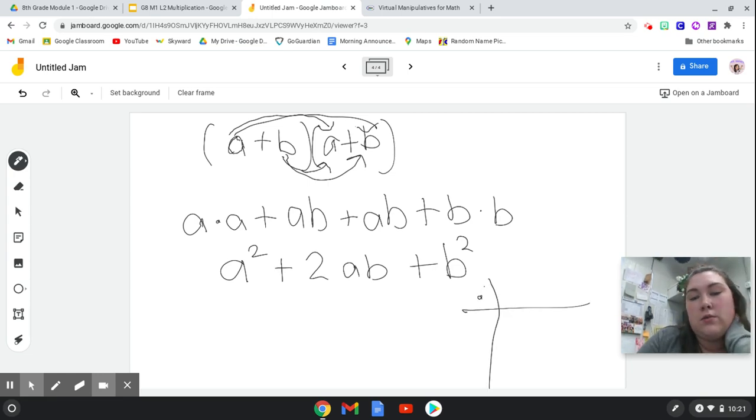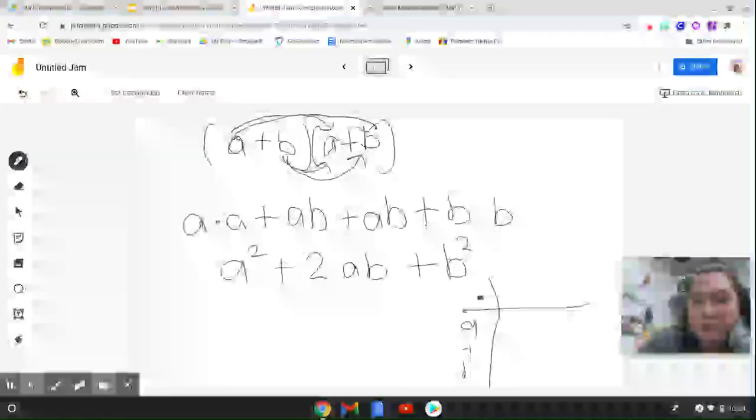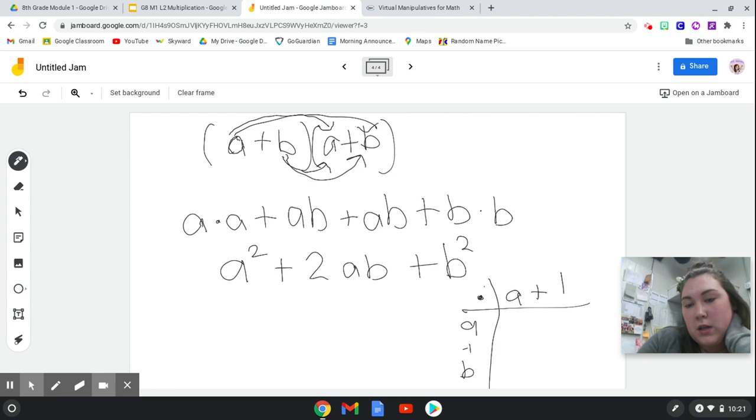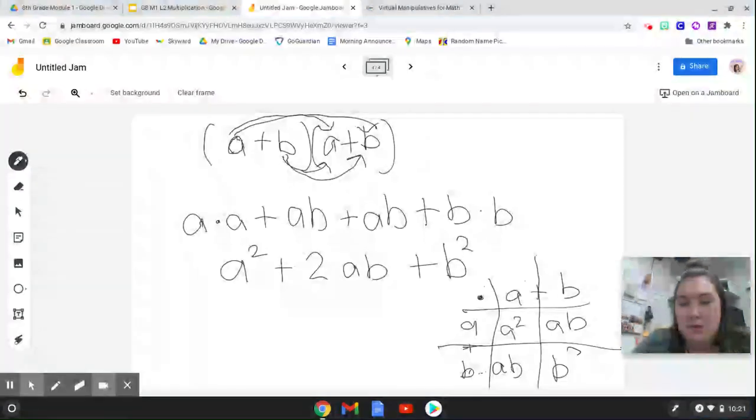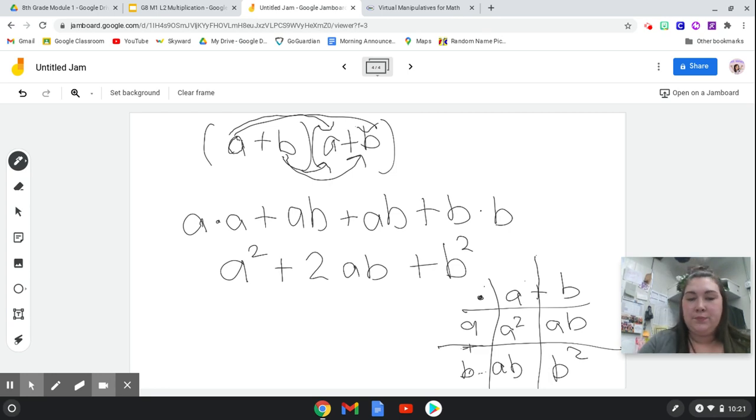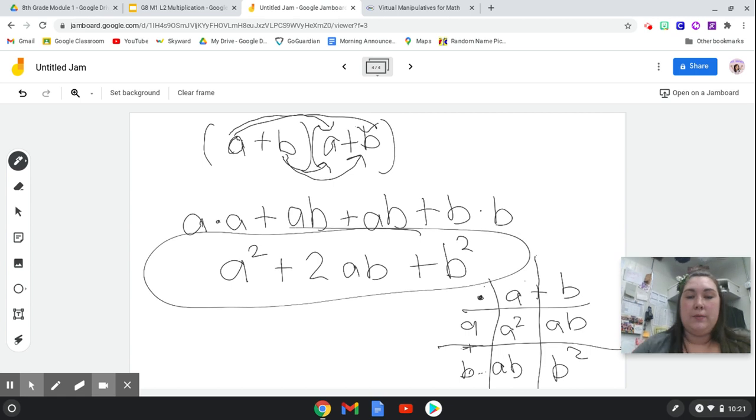You can again use that method that I showed you, that first one. So if I set that up, I would have an a plus b on one side and a plus b on another. And this might be a little easier. There's not quite as much to work in. So I'm going to go through a times a, which is a squared. Then I have a times b, I have ab. Then I come to this b, and I have a b and an a, so ab. And then this last box, it's b times b, so b squared. And then I put that all together, which is how I got my equation here.